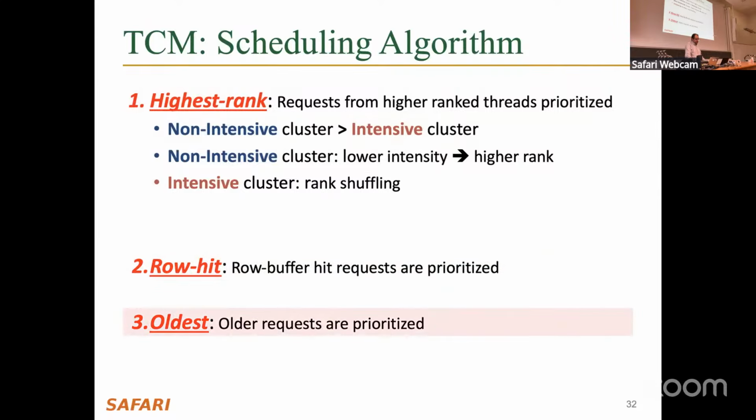At some point, if everything is equal, your tie break is row hit. And if in row hit you also don't see a difference, maybe then your tie break is the oldest request. So you have that level of scheduling in this technique. Make sense? Okay.